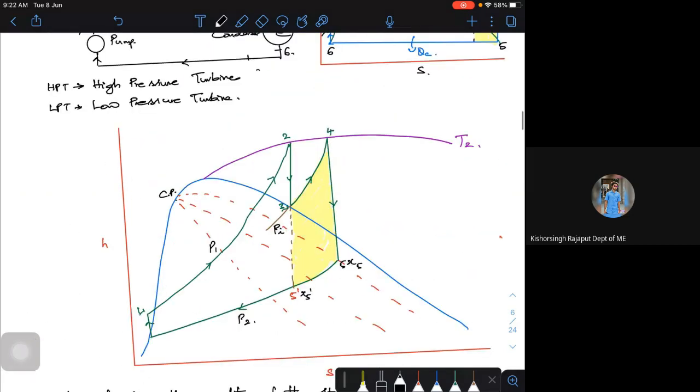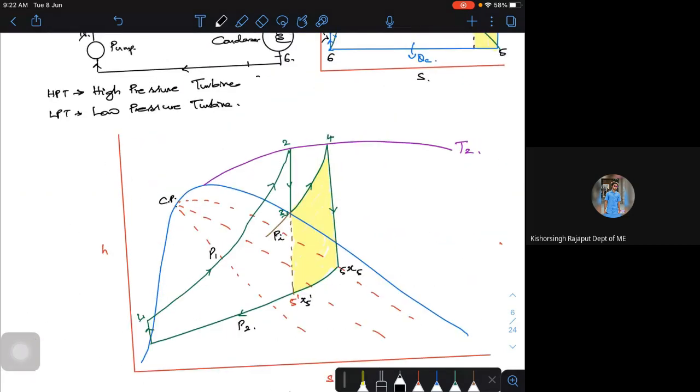Now let us come back to your HS diagram. What is the heat addition here? If instead of 1s, I can take it as 1 also, it doesn't matter. The heat addition in the boiler is H2 minus H1. The heat addition in the reheater again is H3 minus H4, or H4 minus H3s, it doesn't matter.